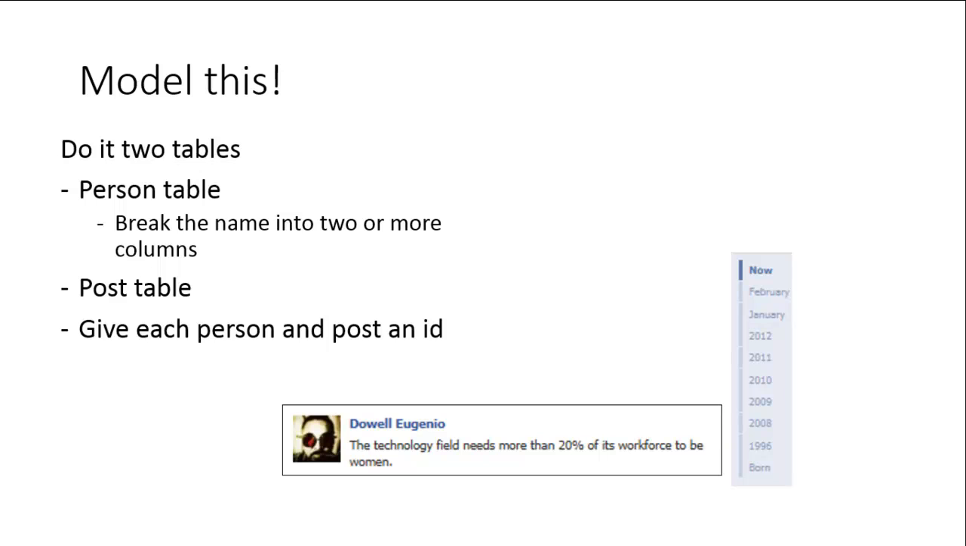So create a person table, put all the information about Doel in that person table, create a post table, put all the information about his posts in the post table, and then give each person and post an ID so that we can connect the person and their post. All right, give that a try, and in a few minutes we'll come back and give you a possible answer to this exercise.